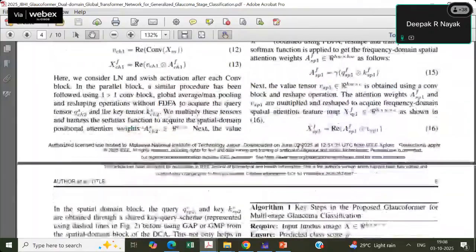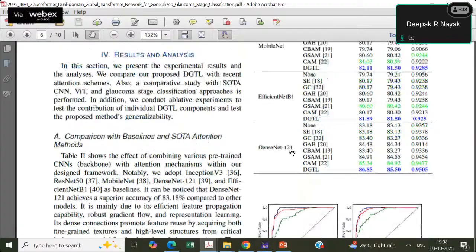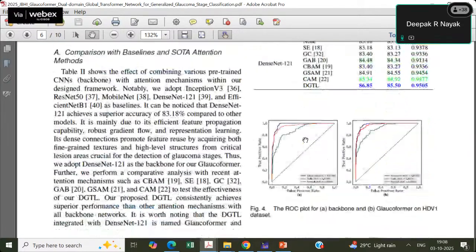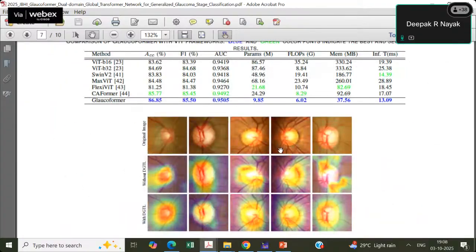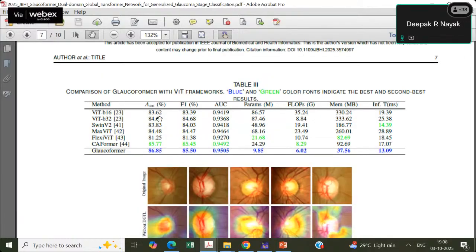The model is really performing well compared to the others. Here are some of the results you can see, the results comparison with some of the attention mechanisms, some of the visual results, and the Grad-CAM results especially, which we have seen earlier. And here are some of the result comparisons with ViT models, especially Vision Transformer models, which are very popular nowadays, and see the results of our approach especially.